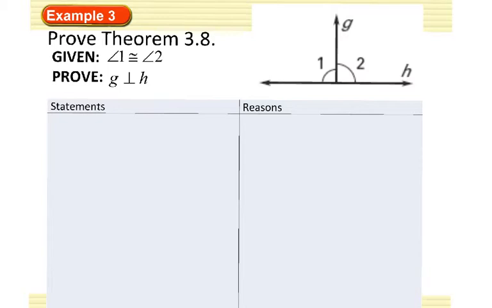Alright, another thing we're going to be doing is proving all of these theorems that I have stated in this section. So the first one is prove theorem 3.8. What 3.8 says is we're given that angle 1 and 2 are congruent, and from there we should know that G and H are perpendicular. So on this one, what we're going to start out with, as always, is the given information. So angle 1 is congruent to angle 2.